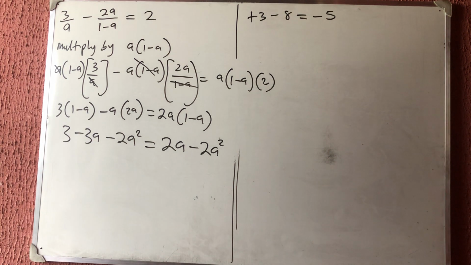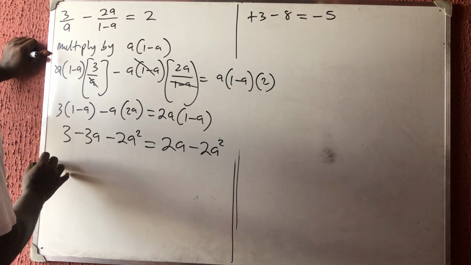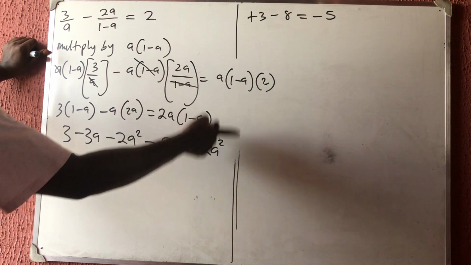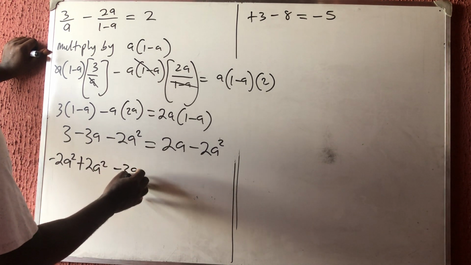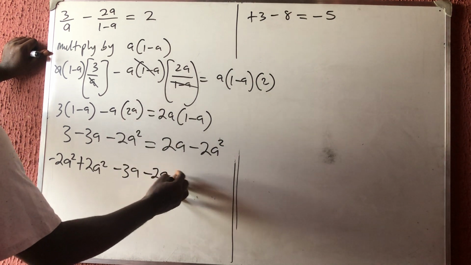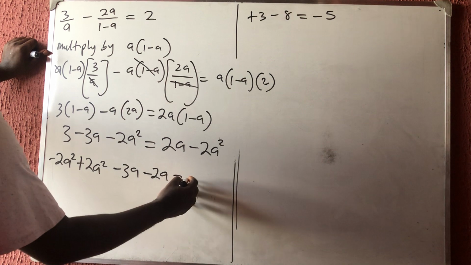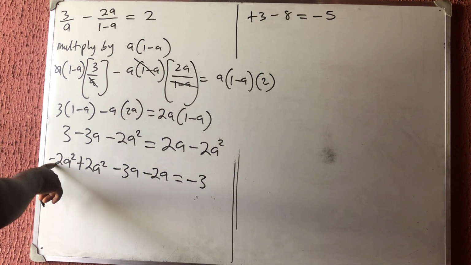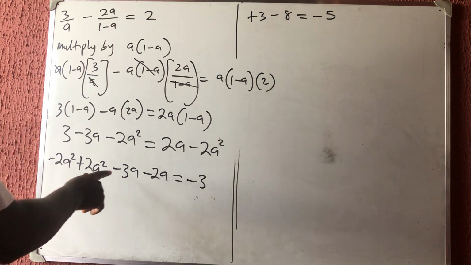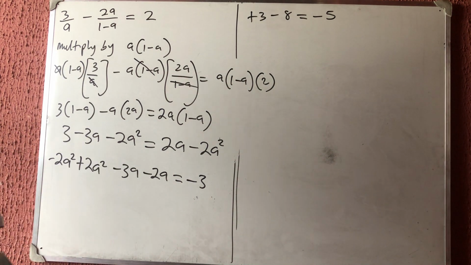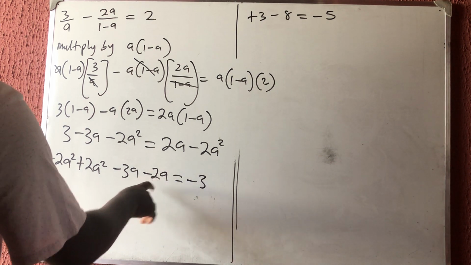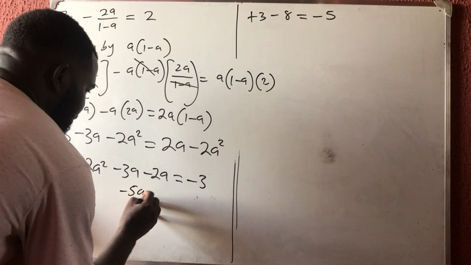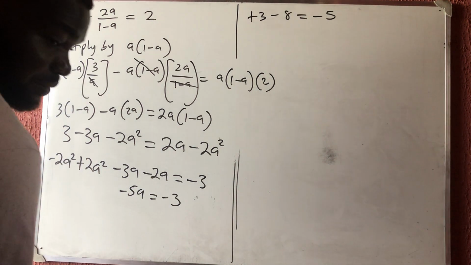So if you collect like terms, let all the terms that have a stay on one side. So I have minus 2a squared. This one coming here, I will have plus 2a squared. I have minus 3a here already. This one coming here, I will have minus 2a, is equal to 3, that is positive, going here will give you minus 3. Minus plus is minus, so this minus 2a squared is gone. So minus 3a minus 2a. I told you that minus means you are owing somebody. So I am owing somebody 3, and I'm equally owing another person 2. So in general, I'm owing 5a is equal to minus 3.